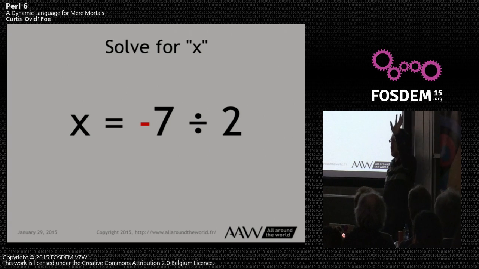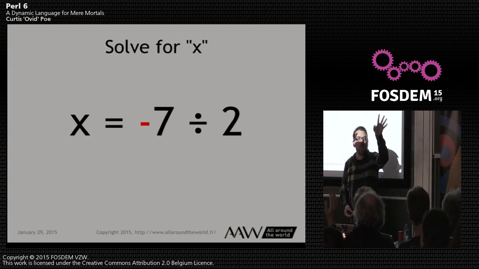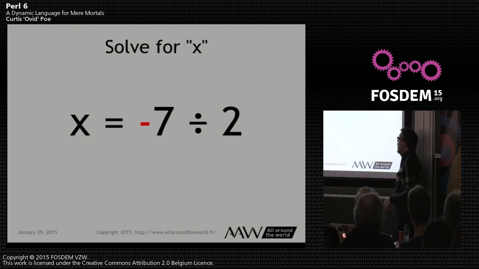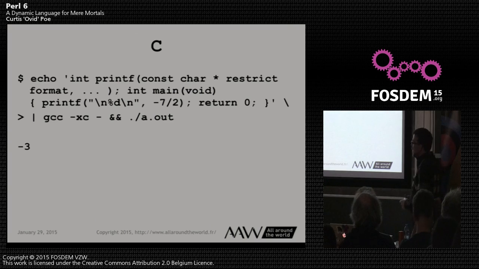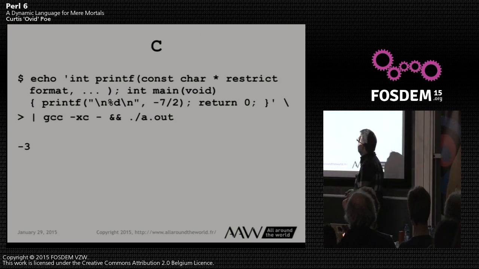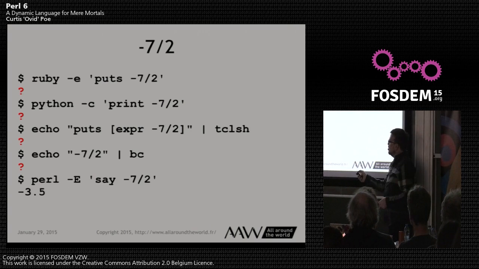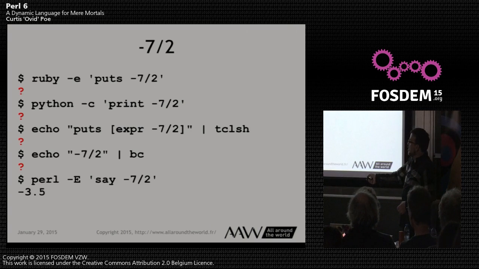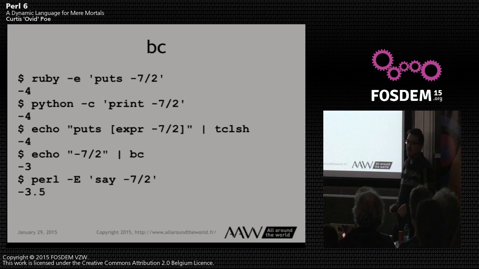Who here thinks -4 for integer math? A few more hands. Okay, so C, yeah, -3. So all of you who said -4 were wrong. What do these other languages all say? Well, Perl, we know, gets it right, Perl 5. And they say -4, -4, -4, -3.